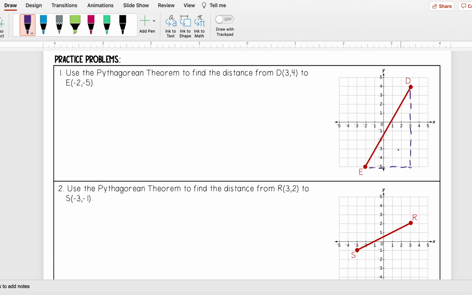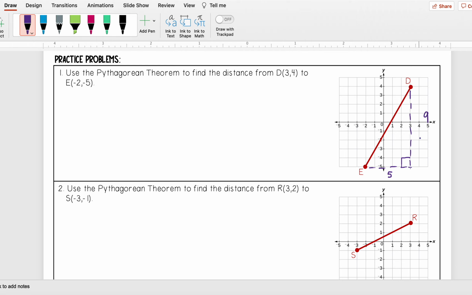And so I see this actually creates a right triangle because it comes at a corner like that. Now I can label the length of this side and this side. I can do that by counting, since this is just a horizontal line and this is a vertical line. So this is going to be 1, 2, 3, 4, 5 units long. And this side is 1, 2, 3, 4, 5, 6, 7, 8, 9 units long.